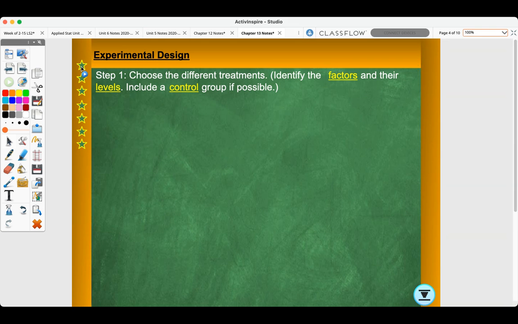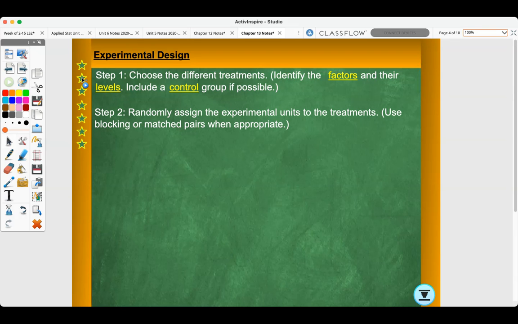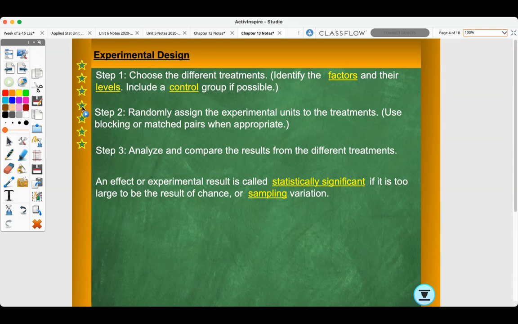Experimental design. Step 1, choose the different treatments. Identify the factors and their levels. Include a control group if possible. Step 2, randomly assign the experimental units to the treatments. Use blocking or matched pairs when appropriate. Step 3, analyze and compare the results from the different treatments.